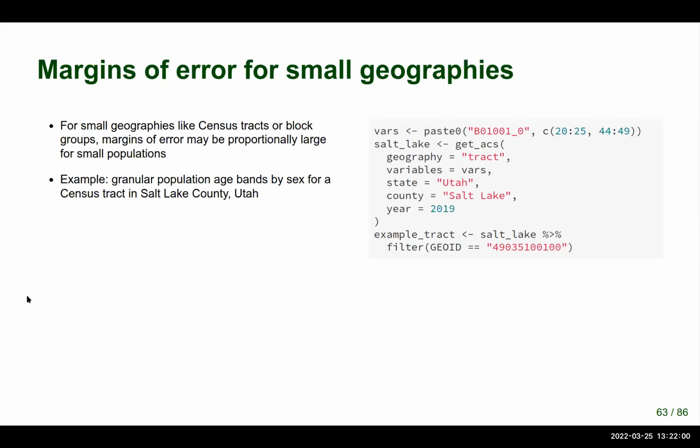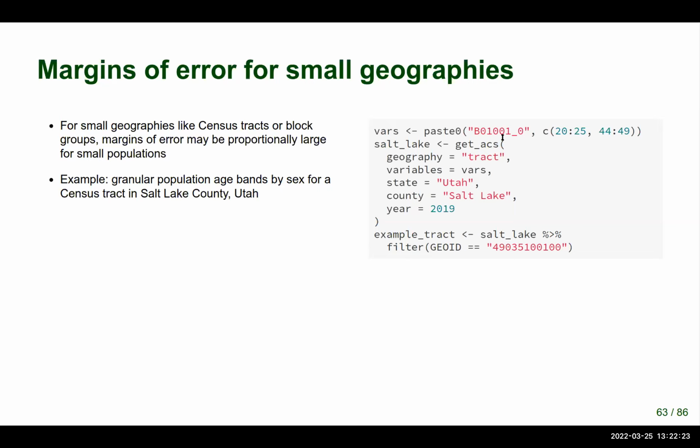Margins of error for counties are one thing. We can handle that reasonably. For small geographies, margins of error can be a problem. For tracts or for block groups for small populations, especially in the 2016 to 2020 ACS, your margins of error might be proportionally pretty large. So I have an example here to illustrate.